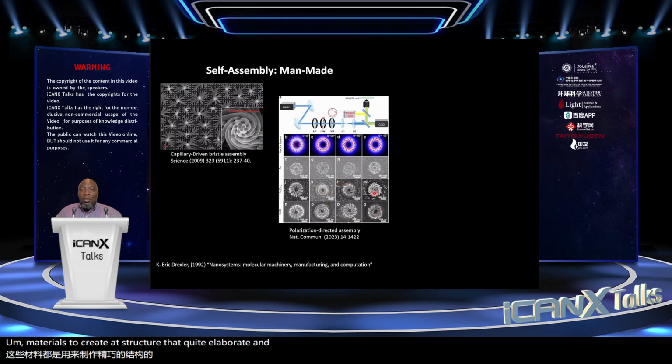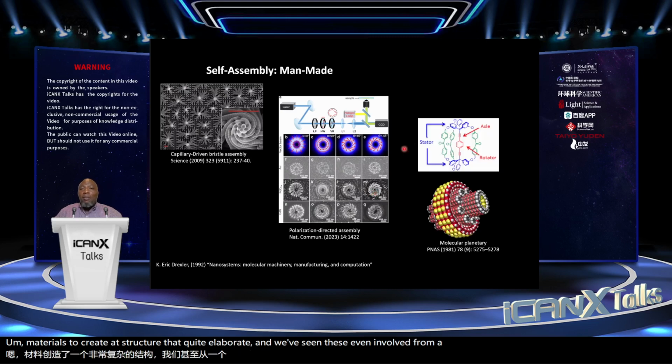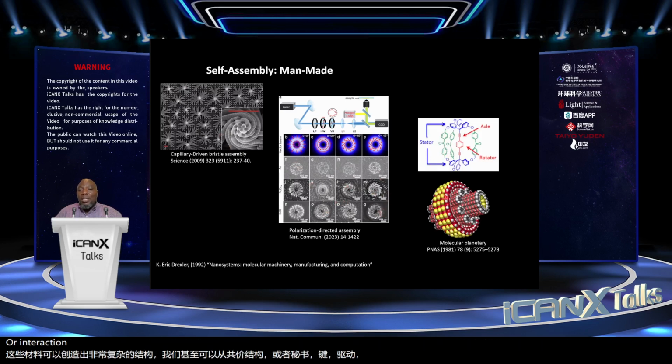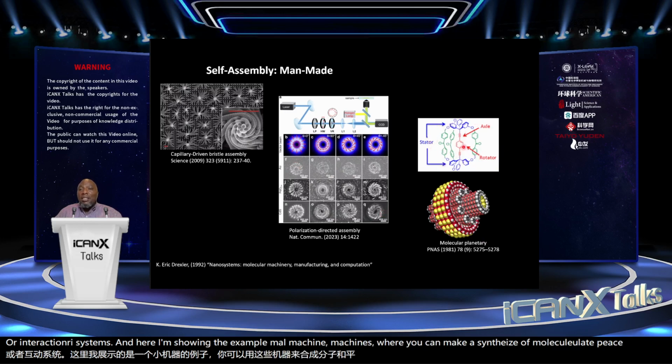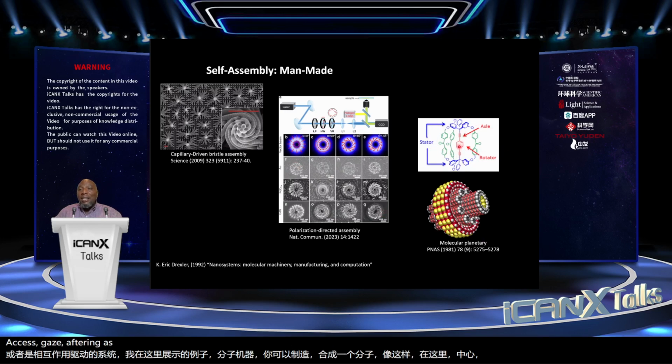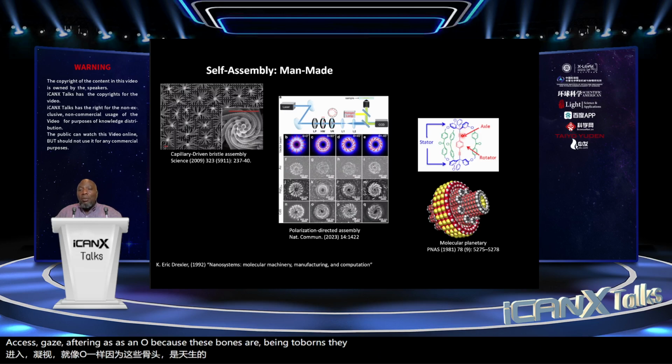And we've seen this even invoked from either covalent structure or secondary bond-driven or interaction-driven systems. Here I'm showing the example of molecular machines, where you can synthesize a molecule like this, where the central axis is acting as an axle. Because these bonds are triple bonds, they are 180 degrees from each other, and this central unit can rotate, allowing it to give you significant motion as you would in a regular motor.